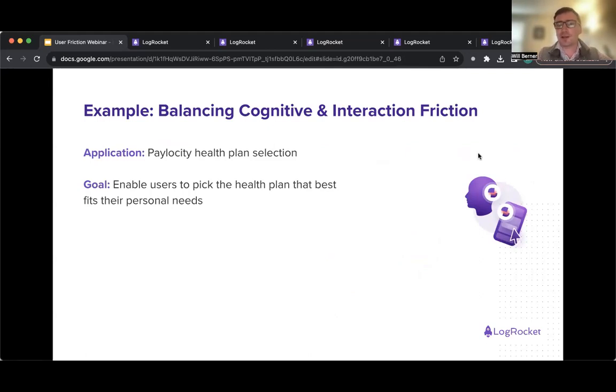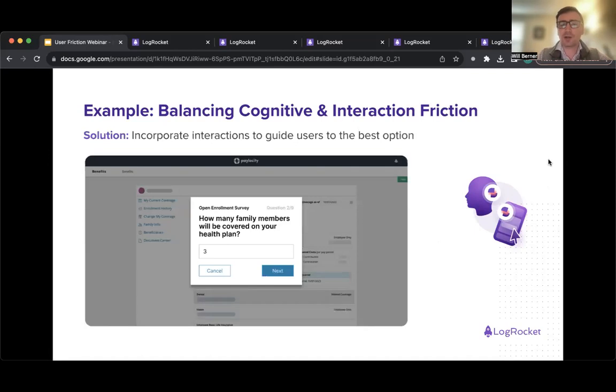We recently went through the open enrollment period, and there are a couple of different health plans offered that we can choose from. The goal of the PM who's responsible for this product, or one of the goals, would be to enable their users to pick the health plan that best fits their personal needs. Because obviously we're providing benefits, we want to make sure the user is getting the benefits that are best for them personally. So what can we do here?